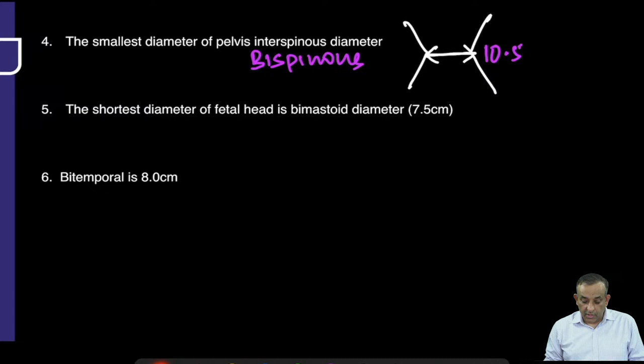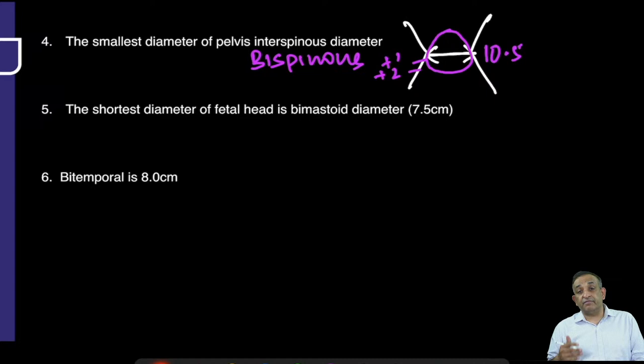So that happens at +2 station. So +1, +2. When the head of the baby is at +2 station, the broadest part of the head of the baby has gone through the narrowest part of the mid pelvis. So at +2 station, when you see the vertex at +2 station, you know this delivery will happen.